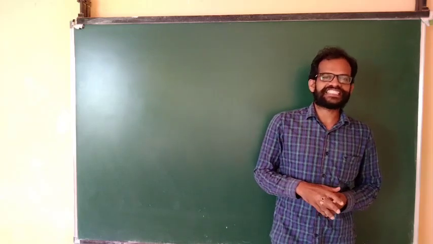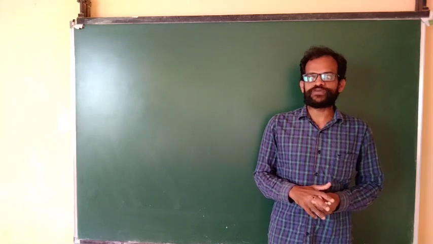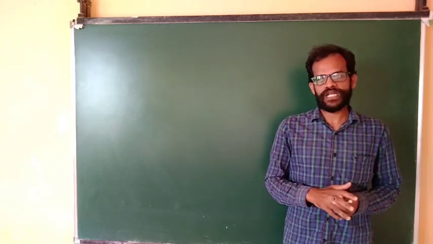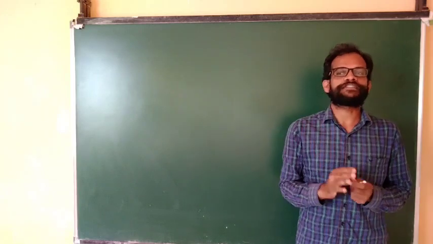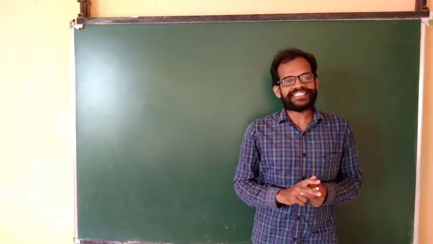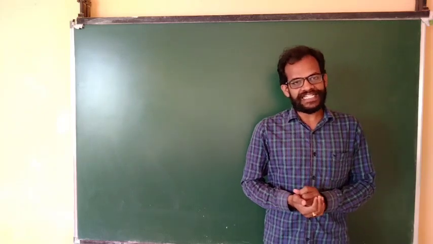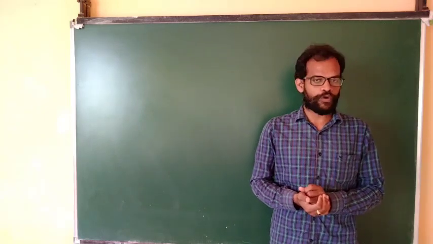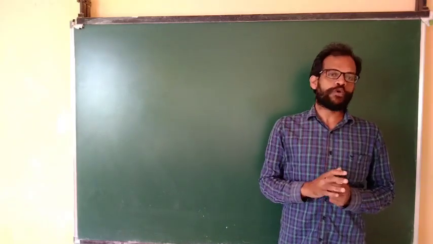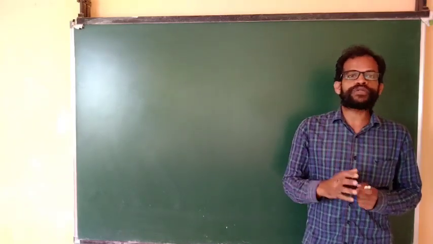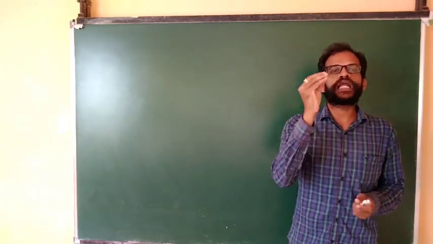The human skeleton system is divided into two parts. The first part is known as the axial skeleton. The second part is known as the appendicular skeleton. The axial skeleton consists of 80 bones. The appendicular skeleton consists of 126 bones. The human body in total consists of 206 bones. Today, you are going to learn about the appendicular skeleton.